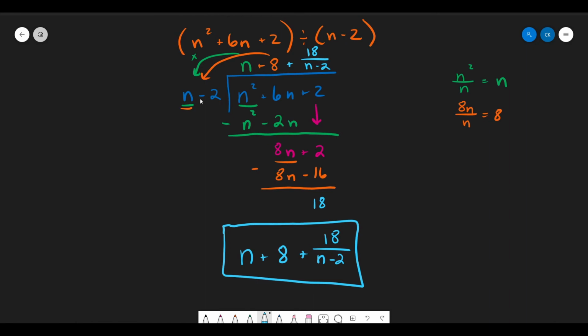I repeat the process. 8n divided by n. That gives us an 8. So the 8 goes up top. Multiply the 8 by the whole front. 8 times n is 8n. 8 times negative 2 is negative 16. I subtract them. 8n minus 8n cancels out. 2 minus negative 16 becomes plus. That becomes an 18. This is our remainder. That goes up top. The n minus 2 is on bottom. So my final answer should be n plus 8 plus 18 over n minus 2.